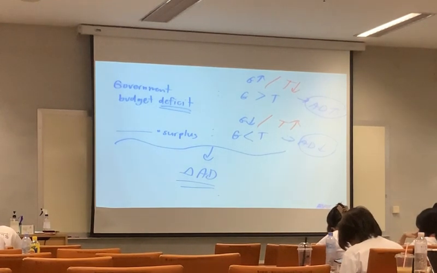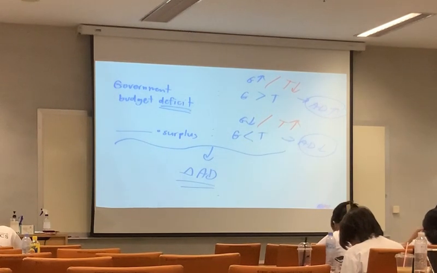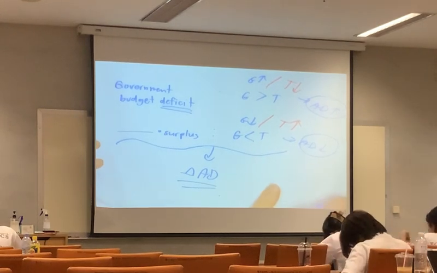Now your job is to explain what happens to AD when G changes or T changes. Maybe we need to just draw some graph of AD, but it's easy, it's not difficult. Okay. Now can I move? Yes.